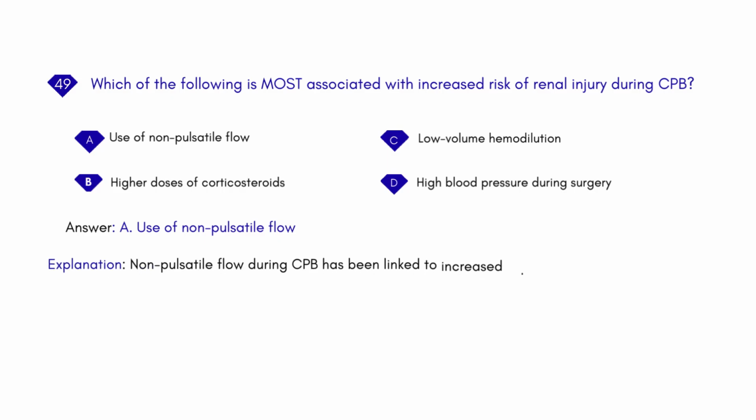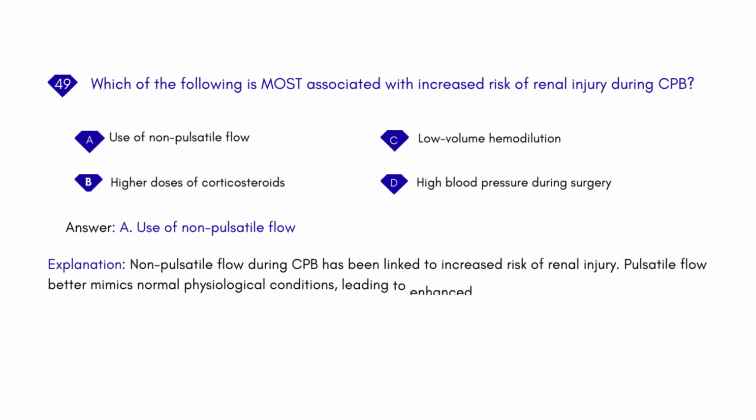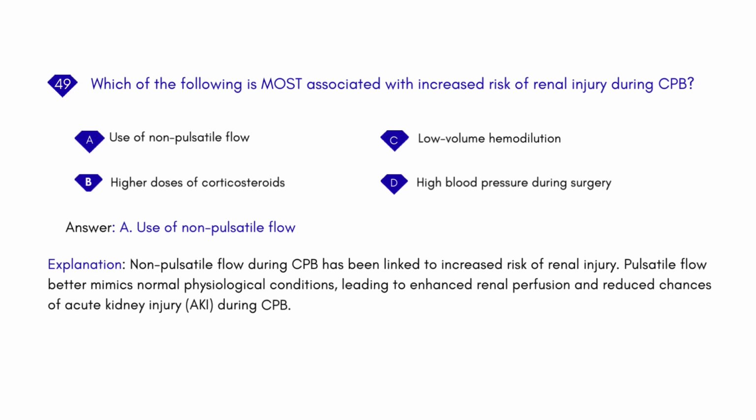Explanation: Non-pulsatile flow during CPB has been linked to increased risk of renal injury. Pulsatile flow better mimics normal physiological conditions, leading to enhanced renal perfusion and reduced chances of acute kidney injury, AKI, during CPB.